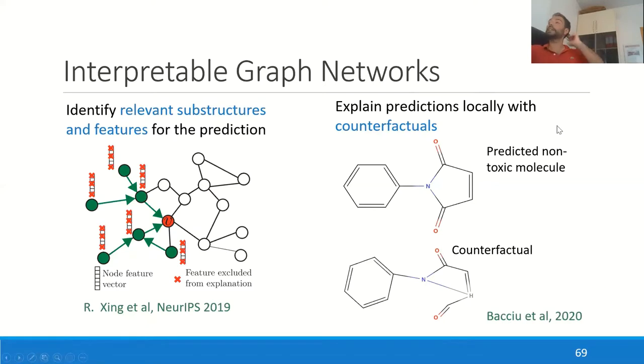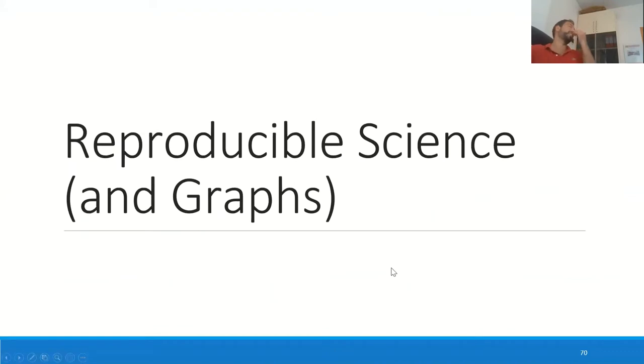We instead are taking a different approach at the University of Pisa. Given a graph predicted, for instance, a molecule predicted to be non-toxic, we want to find the closest counterfactual. So the closest graph to this one that is, for instance, predicted as toxic by the neural network. So try to explain a prediction in terms of counterfactuals, using basically a reinforcement learning-based approach.